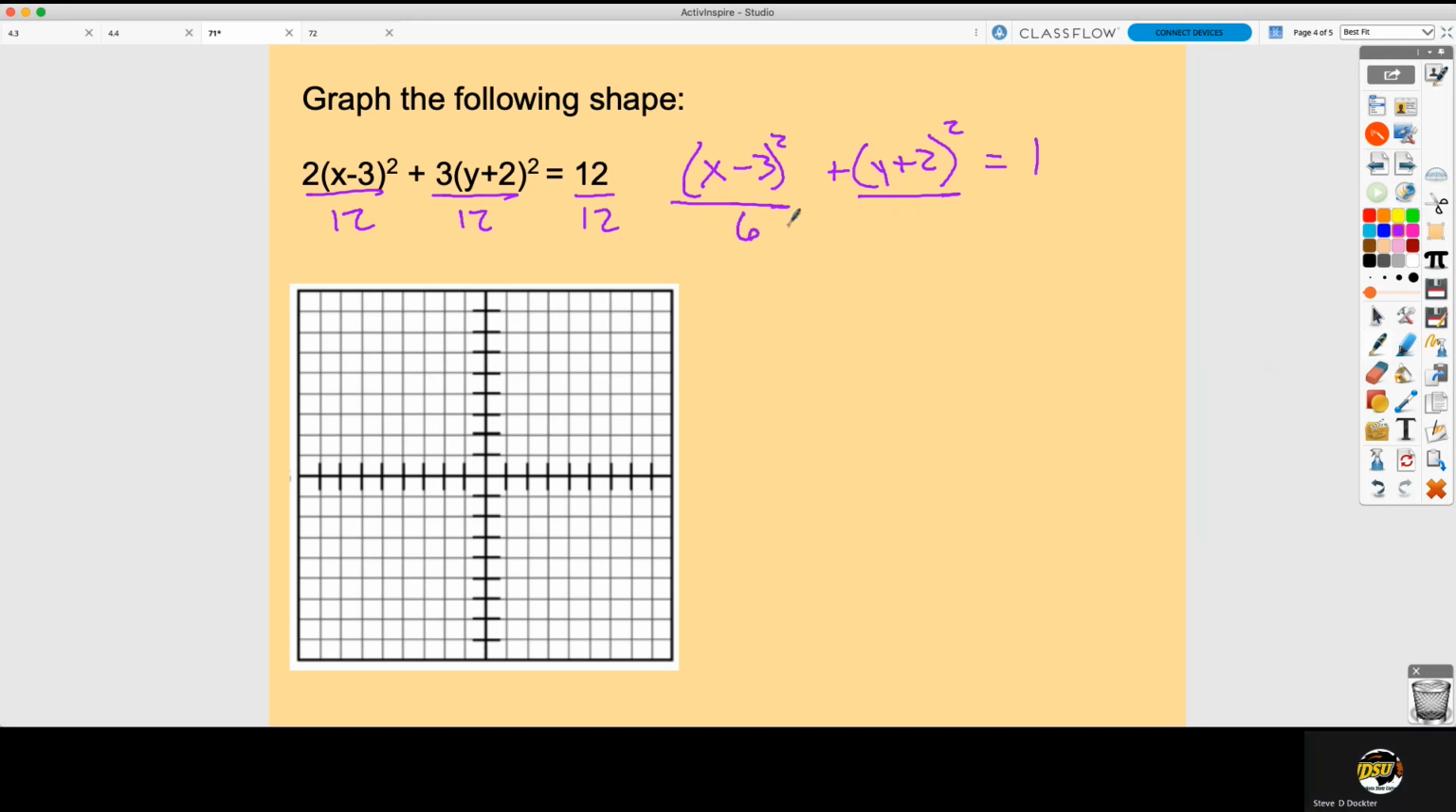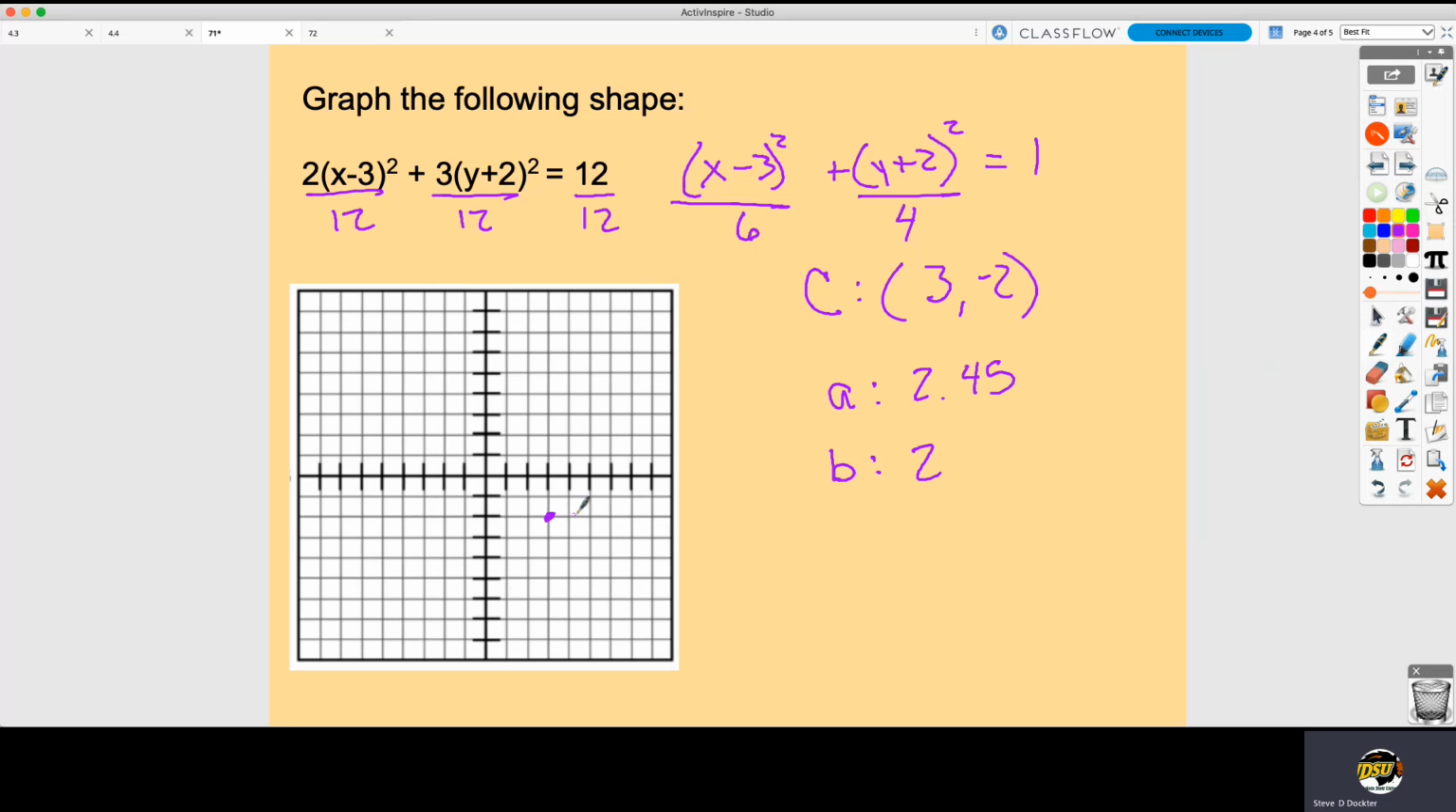12 divided by 2 is 6. Under the y's, 12 divided by 3 is 4. All right. So our center is at the point (3, -2) then. All right, so this one moved a little bit on us. You do all the same stuff though. Our a value is the square root of 6, which is 2.45. Our b value is the square root of 4, which is 2. All right, and then with those, that's how much you're counting.